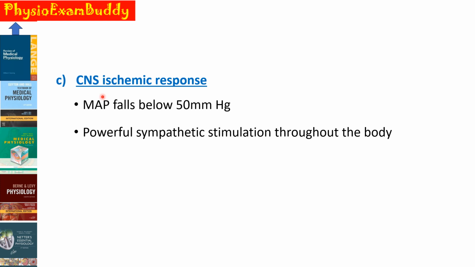Next is the CNS ischemic response, and how it compensates in hypovolemic shock. This CNS ischemic response elicits more powerful sympathetic stimulation throughout the body, and it is activated significantly only when the mean arterial pressure falls below 50 millimeters of mercury.